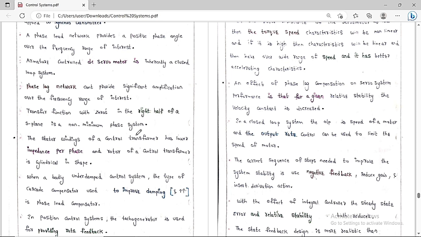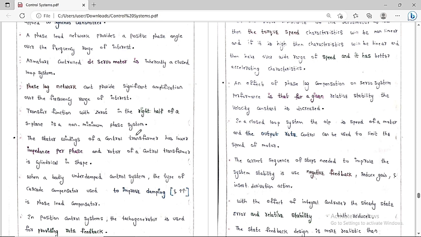The next point is: in a badly underdamped control system, the type of cascade compensator used to improve the damping ratio zeta is a phase lead compensator. Underdamped means the oscillations reduce slowly as time goes on. Suppose there is a very badly underdamped control system and you want to add a compensator to improve the damping ratio. Then what will you prefer? It is the phase lead compensator.